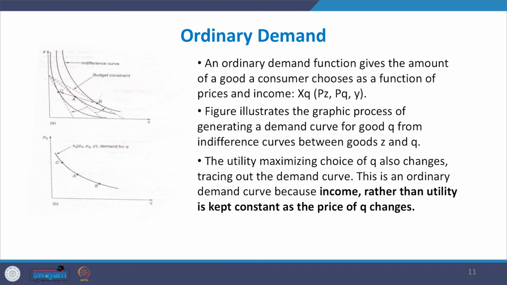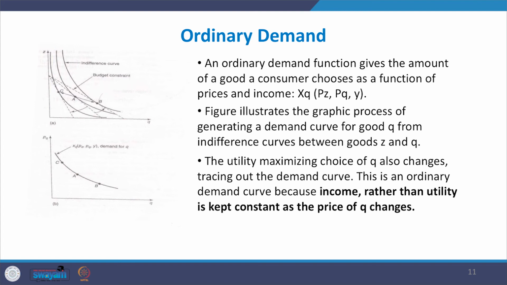So, by adding all these 3 points you can have a demand curve, and this demand curve is showing an inverse relationship between the price of the product and quantity demanded. So, this is called the ordinary demand curve.